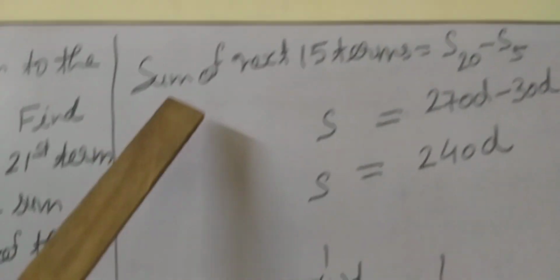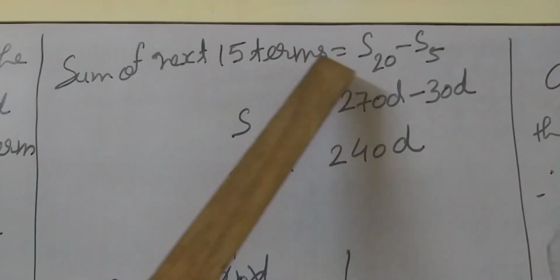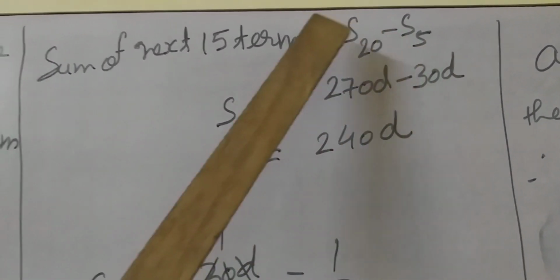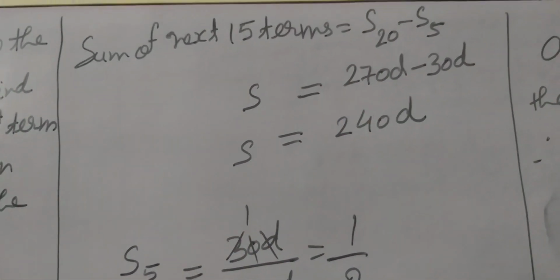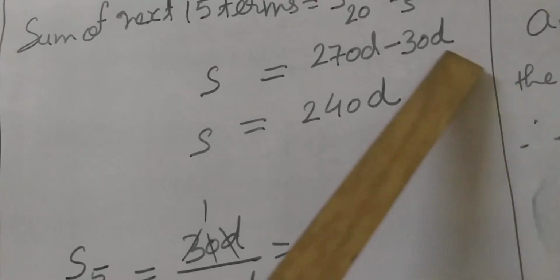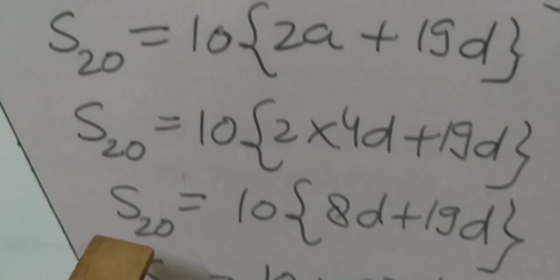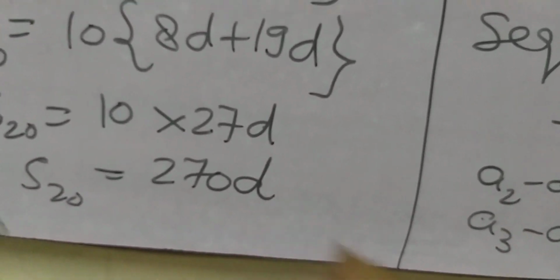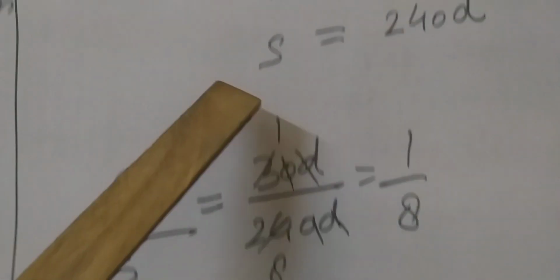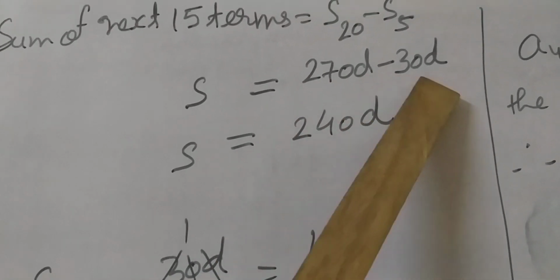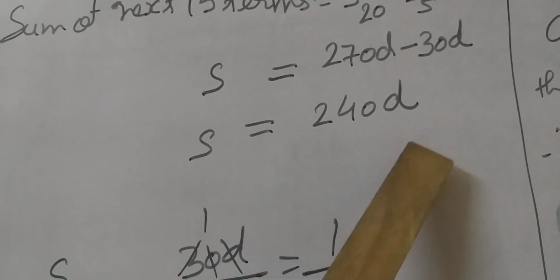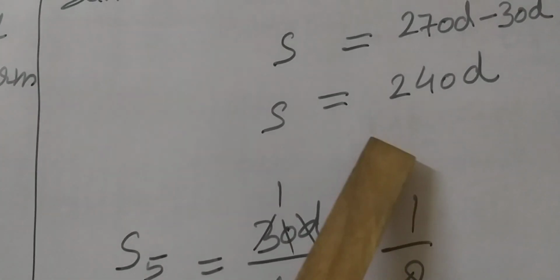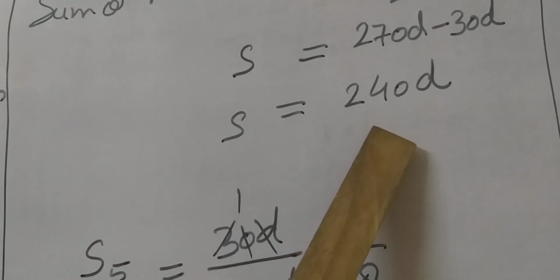To get the sum of next 15 terms, we have to subtract S5 from S20. S20 value is 270D and S5 is 30D. When we have subtracted, the value of S equals 240D. This is the sum of next 15 terms.